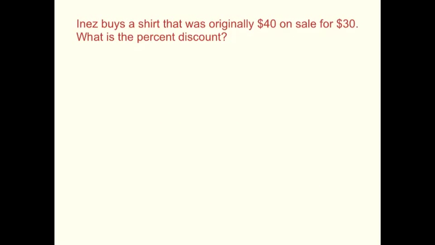We're back to dollars, except now instead of a markup, which starts at a smaller dollar amount than it ends at, it's going to be a discount. So Inez buys a shirt that was originally $40 on sale for $30. So Inez's shirt started at a more expensive price than it ended, so it's a discount. And we want to know the percent discount. So we're going to find the discount in dollars, otherwise known as the change in the amount, which is $10. It's the 40 minus the 30. And we have to put it over $40 because that's the original price of the shirt.